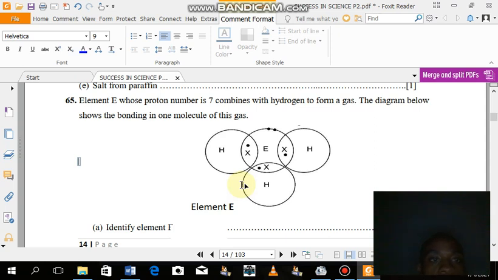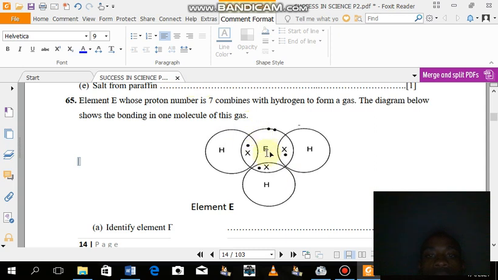The question is saying element E, whose proton number is 7, combines with hydrogen to form a gas. The diagram below shows the bonding in one molecule of the gas. When you look at this diagram, we are seeing element E and 3 hydrogens. The first thing we need to do is identify this element E. From the information given, element E has a proton number of 7.